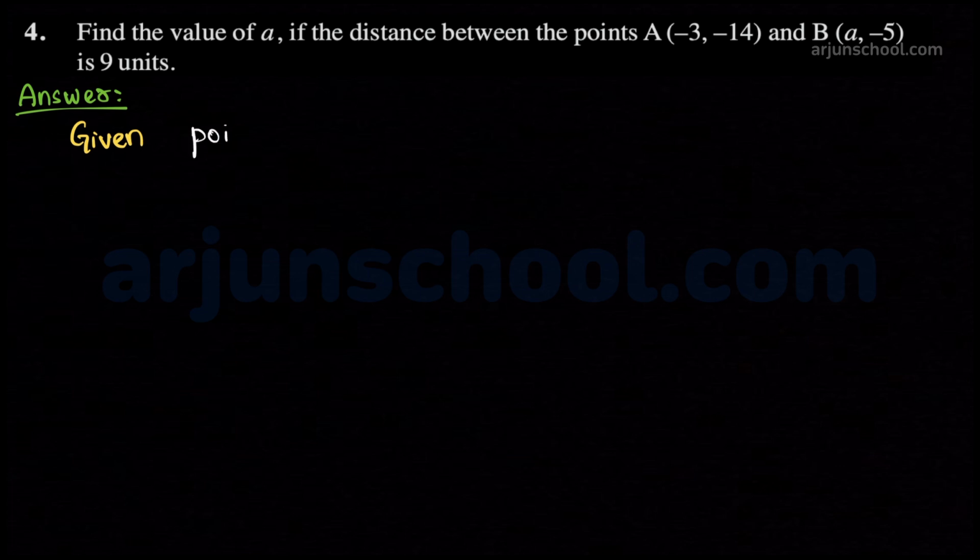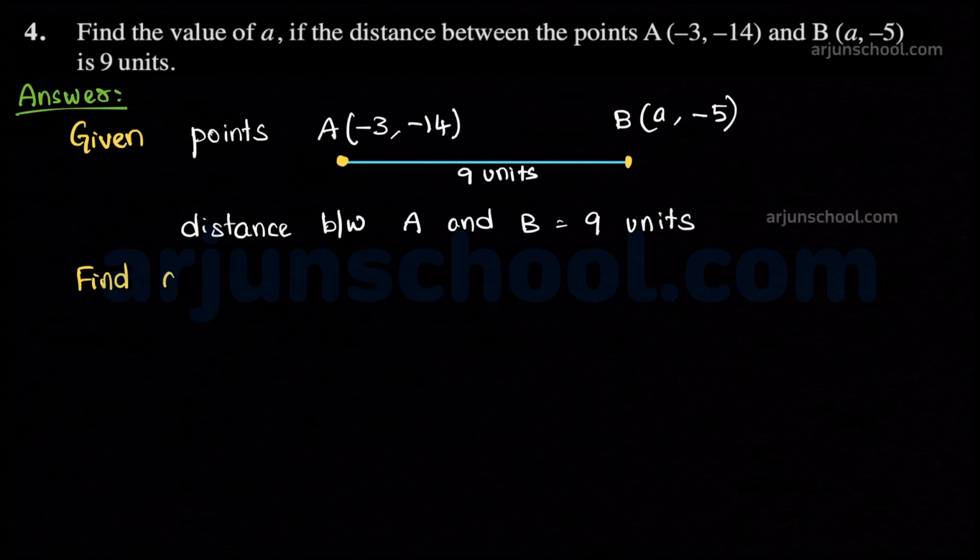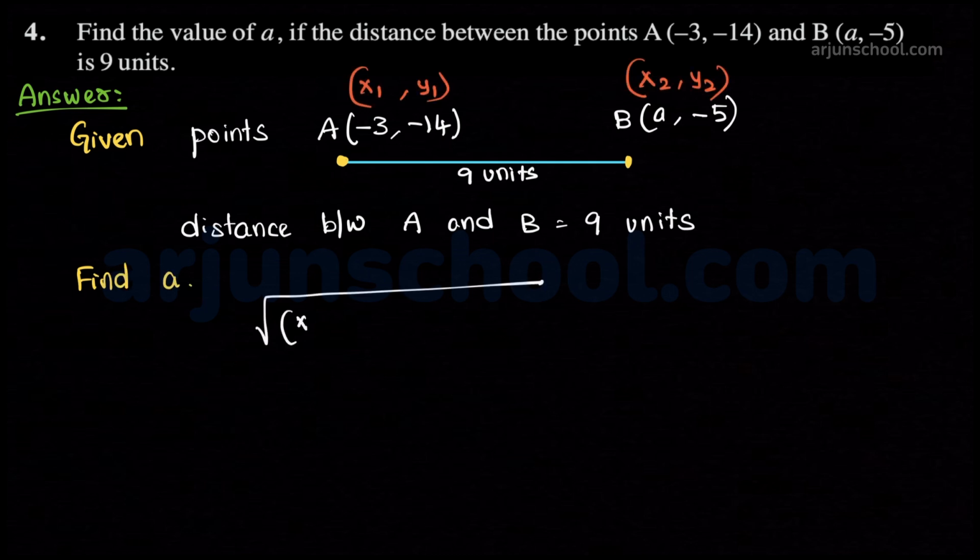We are given 2 points A(-3, -14) and B(a, -5). And the distance between the points A and B is 9 units. We need to find the value of a. Let us consider point A as (x1, y1) and point B as (x2, y2).